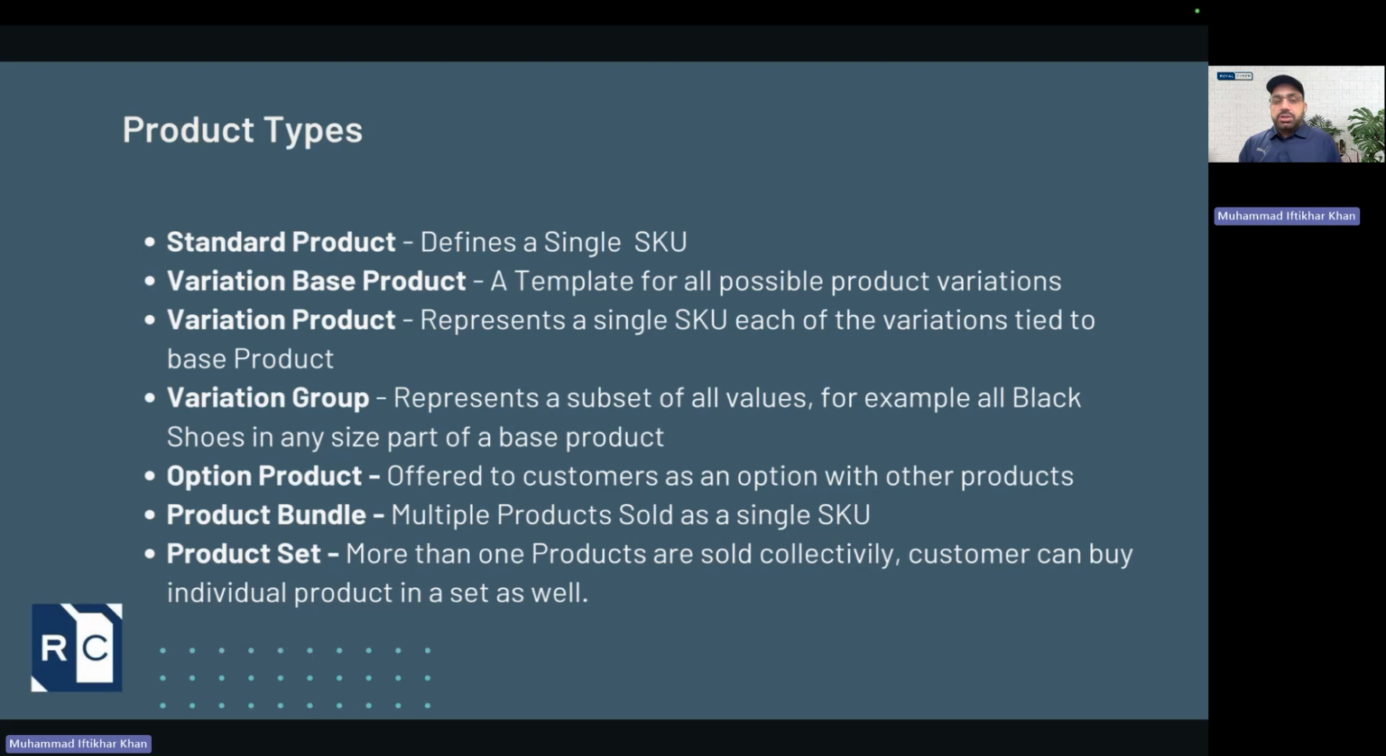And then the variation product is each individual SKU under the base variation product. We call it the variation product, which is varied by color and size or any other variation attributes you define. Again, we will learn this in detail in the coming slide. And then variation group: you can create a variation group that represents a subset of all values. For example, all black shoes in any size that are part of a base product.